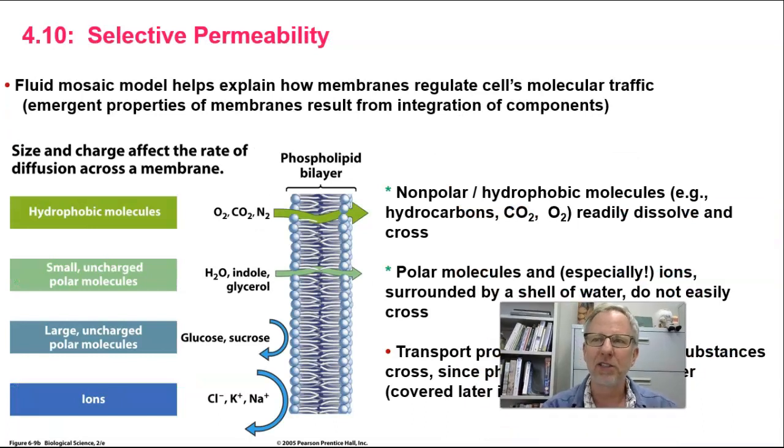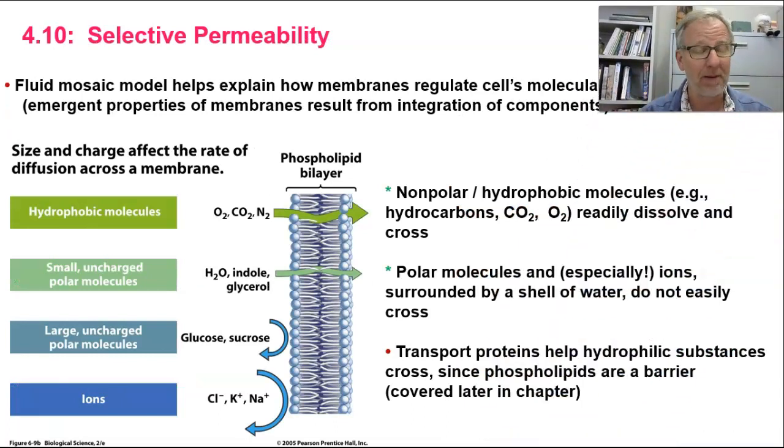All right, well, let's come back to this topic of selective permeability. We've just gone over the structure of our membranes, how they're put together, and their characteristics. Nail that down. So back to selective permeability. Our fluid mosaic model, remember what that means. Membranes are a fluid of phospholipids with a mosaic pattern of proteins scattered around. Our fluid mosaic model helps explain how membranes regulate or control the molecules, the substances that are going in and out of cells, molecular traffic.